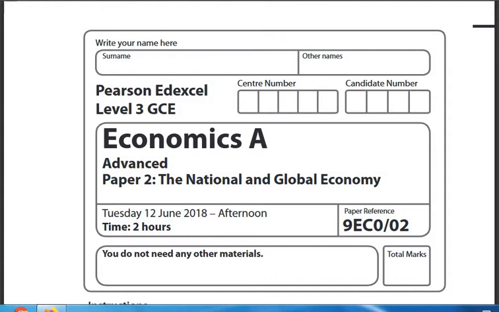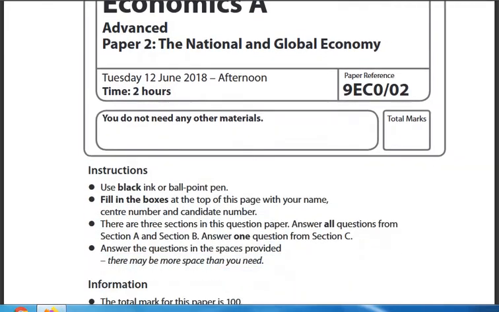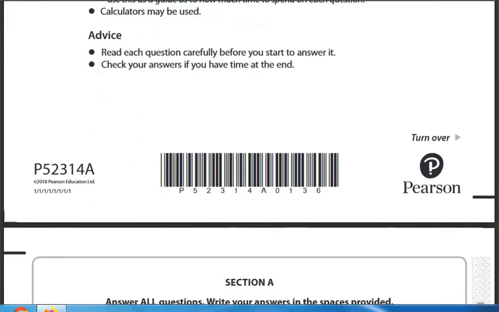So let's look at this one then. It follows more or less the same pattern as paper 1, which was the micro paper. This paper obviously is macro, so it's testing theme 2 and theme 4. So let's have a look at this bad boy.